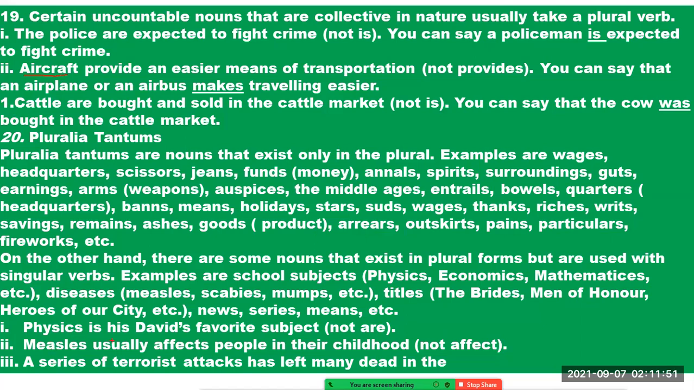Now, measles. Measles usually affects people in their childhood, not affect. So measles, because it is the name of a disease, it takes a singular verb. The same thing with the word series, even though it appears like a plural noun, of course, it takes a singular verb. So you say a series of terrorist attacks has left many dead. Now, a series of. All right. So these are specific examples of how such types of nouns are used.